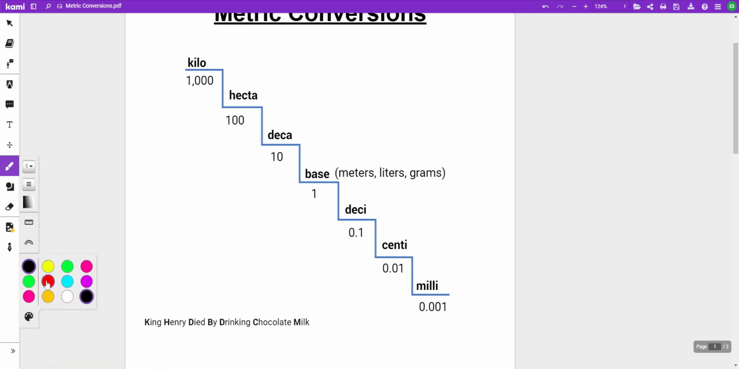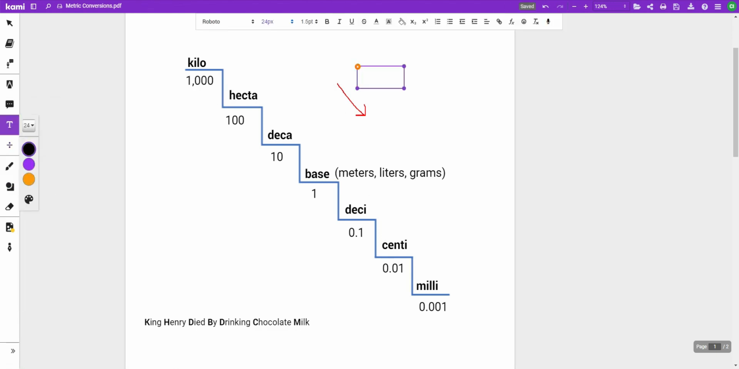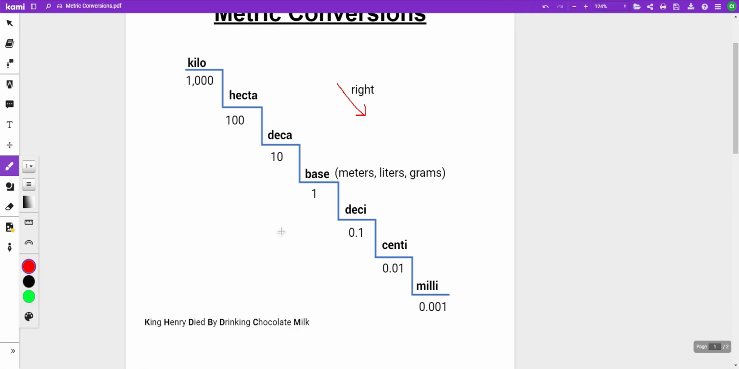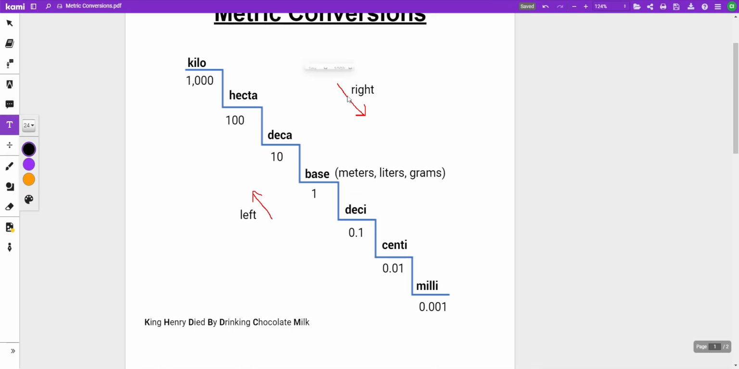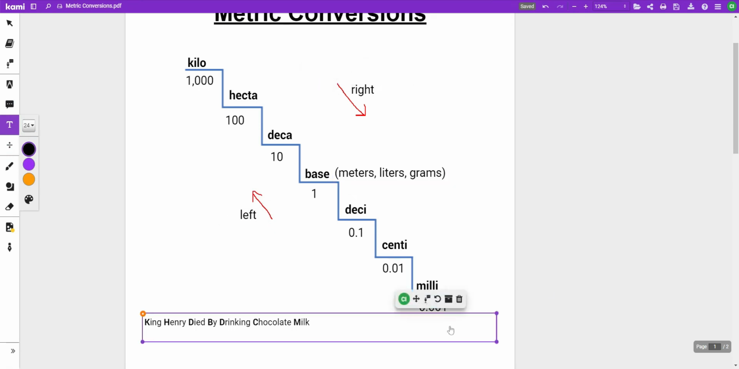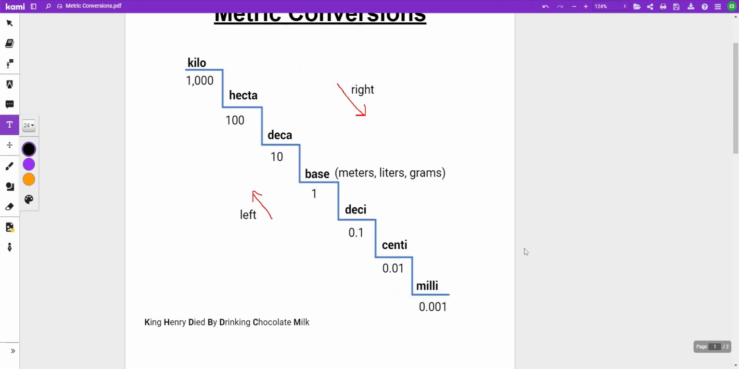So I'm going to draw some arrows on here. Hopefully they look decent. Okay. As we go down the staircase, you're going towards the right-hand side. So if you're going down the staircase, you're going to move your decimal to the right. If you're going up the staircase, you're going to move your decimal towards the left-hand side. Going up the staircase, you're going to the left. Going down the staircase, you're going towards the right. Okay? So this tells you what direction to move your decimal.